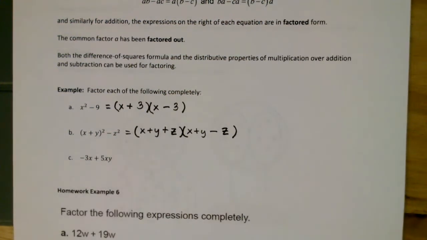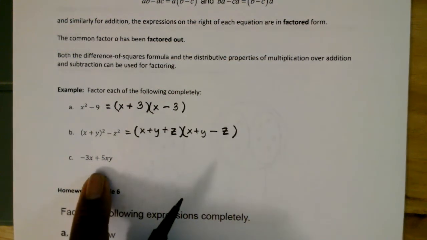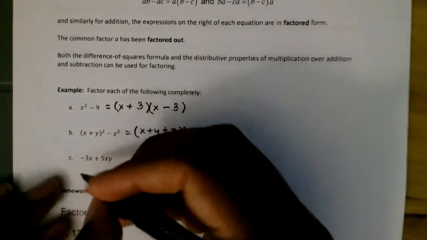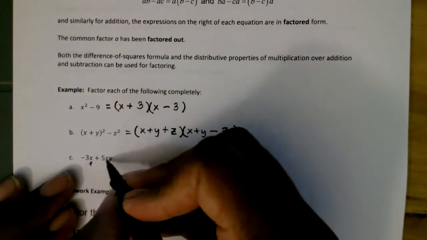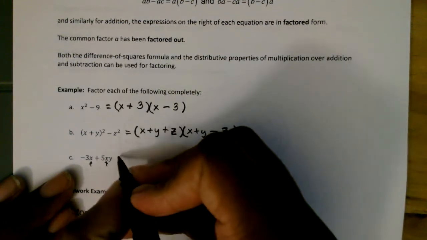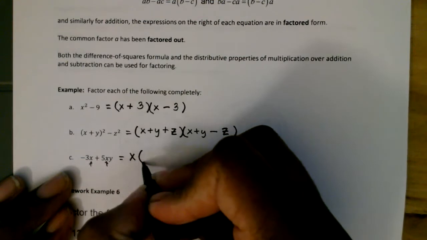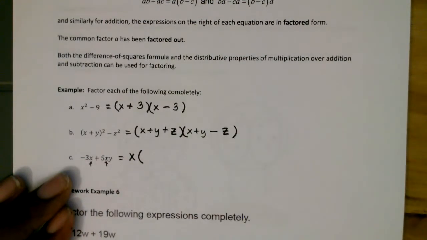Now in part C, we got negative 3x plus 5xy. In this case, we're not going to be able to use the difference of squares formula, but we can find a common factor that's in negative 3x and 5xy. If you look at it very carefully, you see that x is in both of these. So that would be the common factor. So we pull the x on the outside.